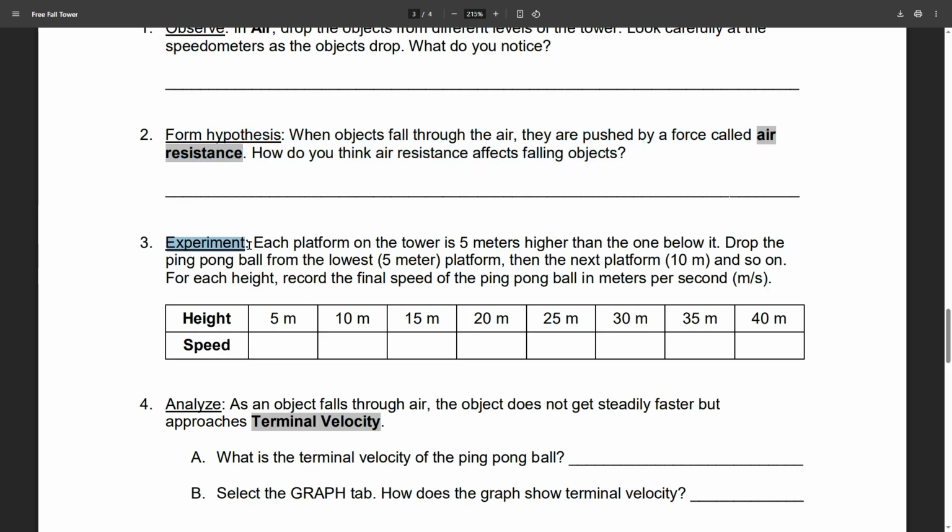Number three, experiment. Each platform on the tower is 5 meters high, then the other one below it. Drop the ping pong ball from the lowest 5-meter platform and then from the next platform, and so on. For each height, record the final speed of the ping pong ball in meters per second.